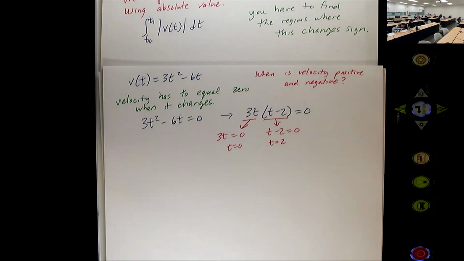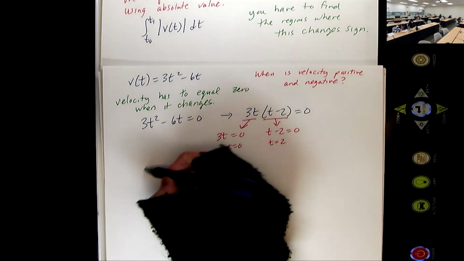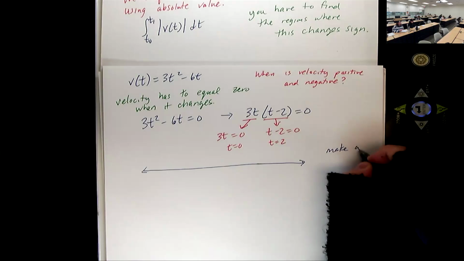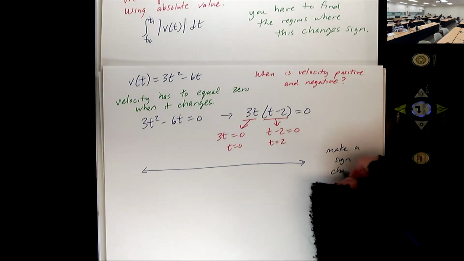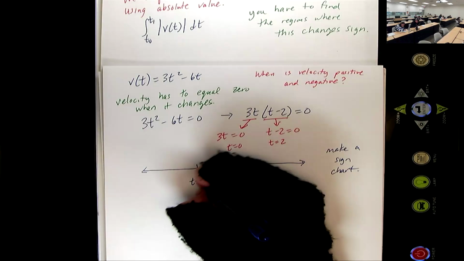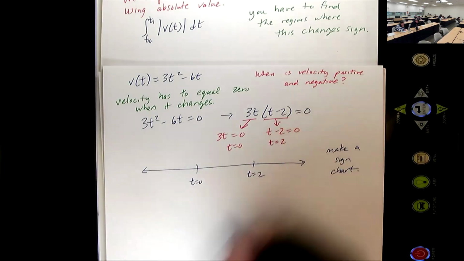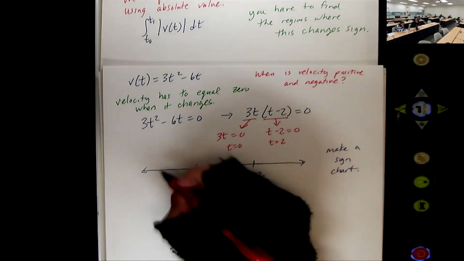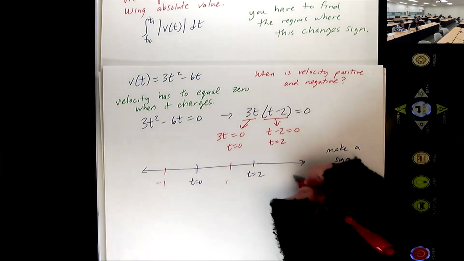That just tells me when they change signs. How can I figure out when it's negative versus positive? We could make a sign chart. We did this on the graphing stuff. Let's pull out our good old algebra stuff. So maybe I'll test -1, 1, and 3.